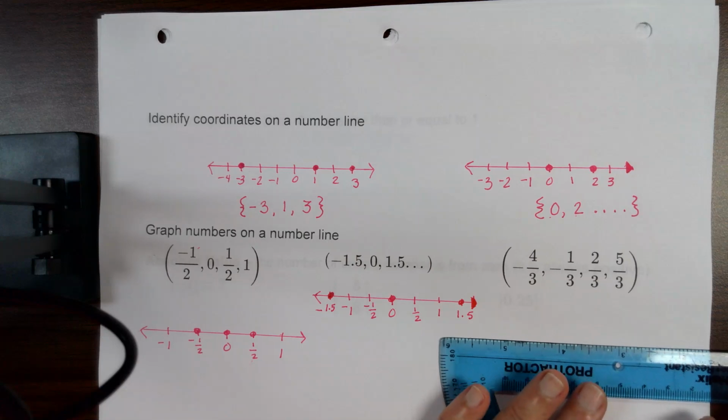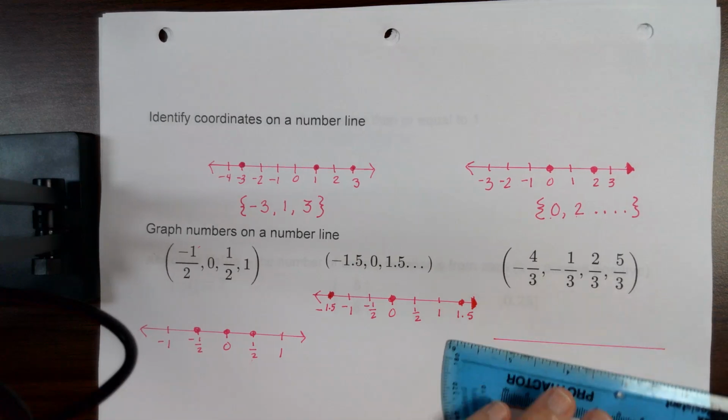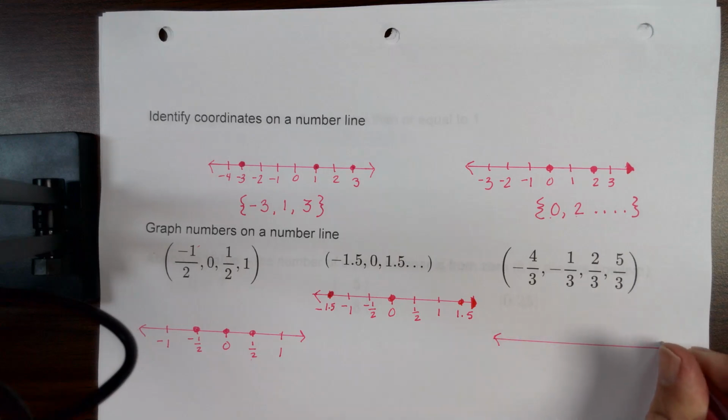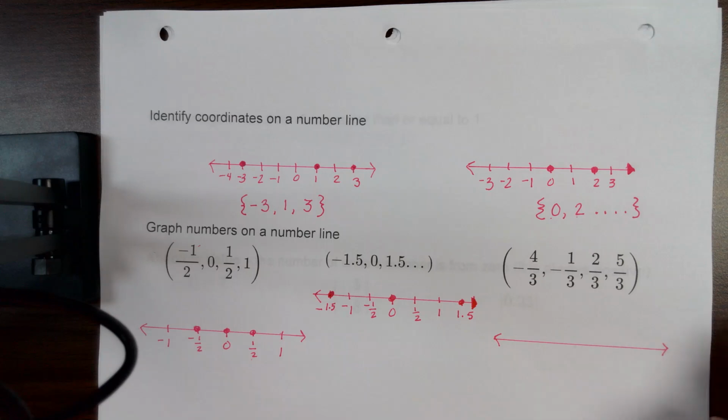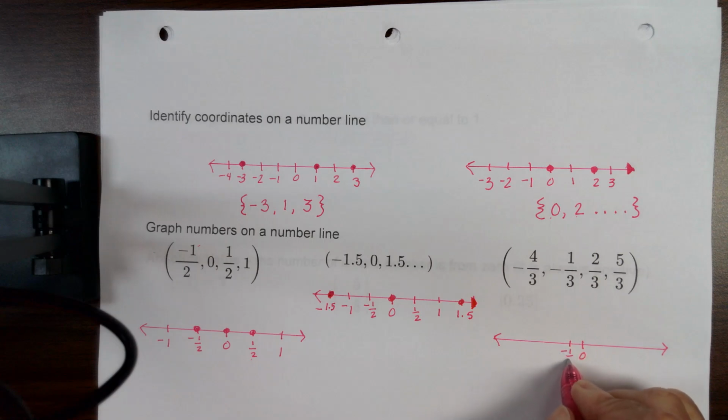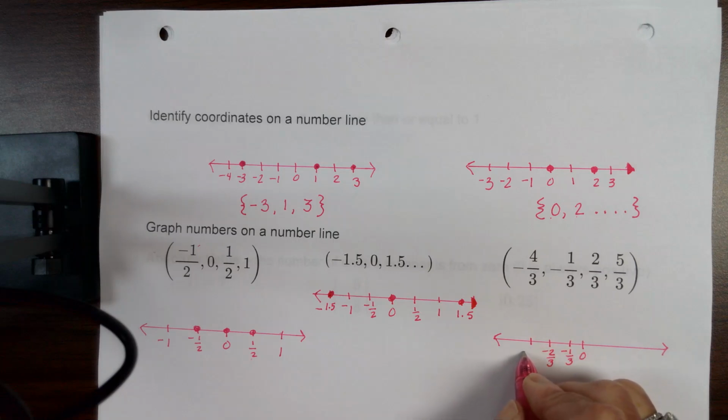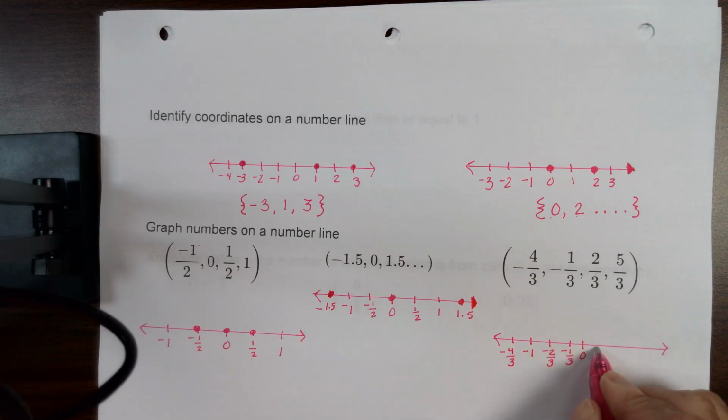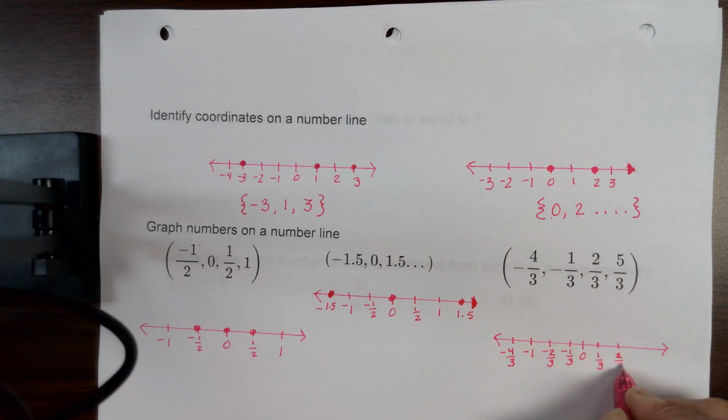All right, this one. Notice it's divided up into thirds. I have negative thirds, I have positive thirds. So I've got 0, I've got -1/3, -2/3. If I have -3/3, I have -1, and then I have -4/3. Going in a positive direction, I have 1/3, 2/3. Again, 3/3 is the same as 1, 4/3, and 5/3.